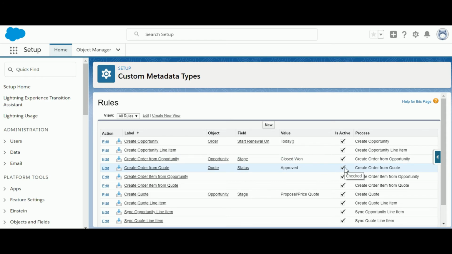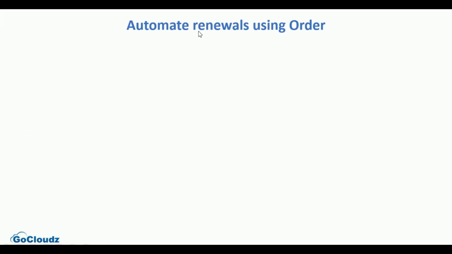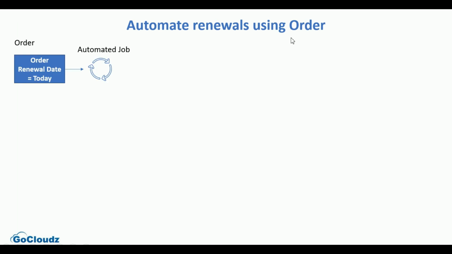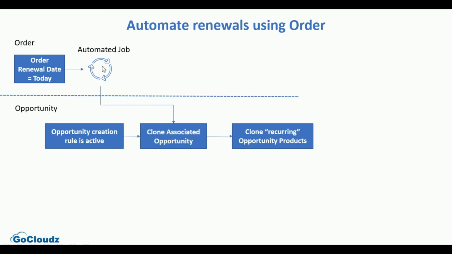deactivate these rules. Apart from automating order creation, another prominent feature of this app is to automate opportunity and quote creation from order, for renewals. There is a custom field provided on order to set the renewal date, and based on that, an automated job will run, and assuming the opportunity creation rule configuration is active, it will create a new opportunity by cloning the opportunity associated with this order. It will also create opportunity products, by copying values from order products.